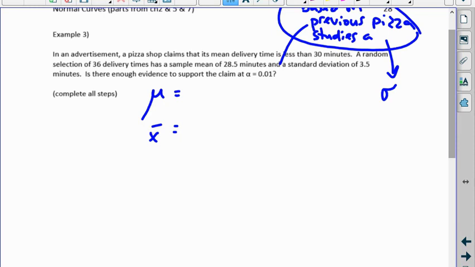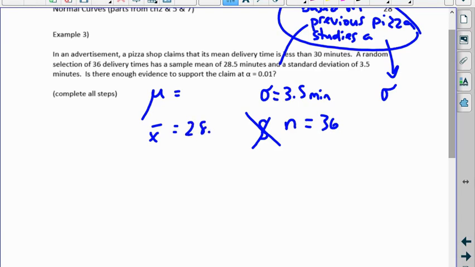Is it a sigma or is it an S? We just decided that this was not from the sample, it was from previous studies. So that's not this. It's telling you it's this. Okay, and then you've got your N is 36. So the sample mean, 28.5, population mean, 30. This one is looking at what?